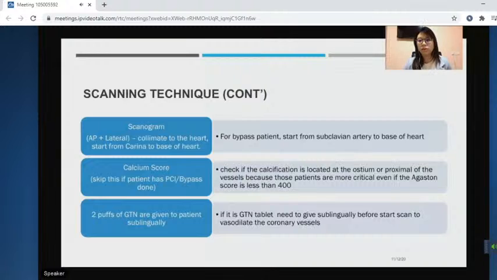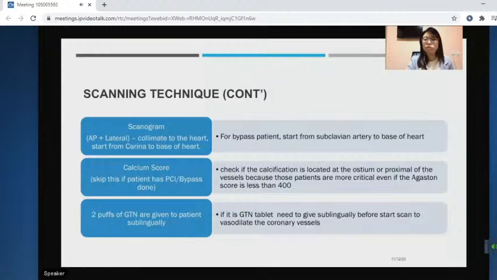In the past, we always looked at the Agatston score, whether it's more than 400, to define whether it's a critical patient. But now the newest research states that it is not the Agatston score that tells whether the patient is critical, but the location of the plaques in the calcium score. If it's at the proximal, the ostium of the vessels, it is considered critical.